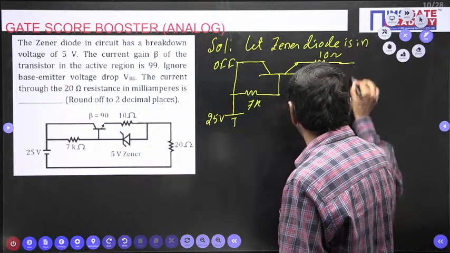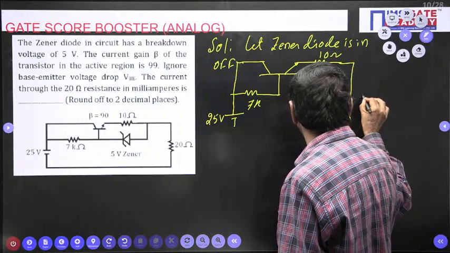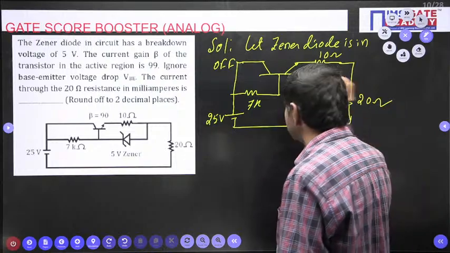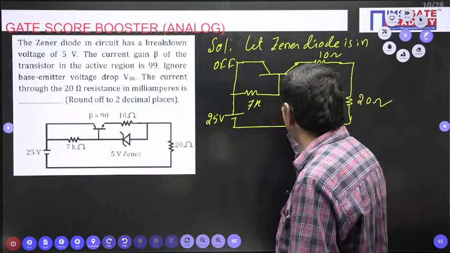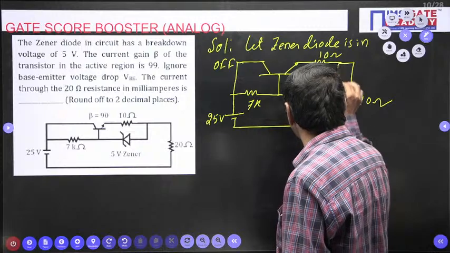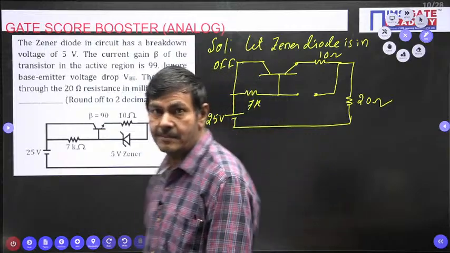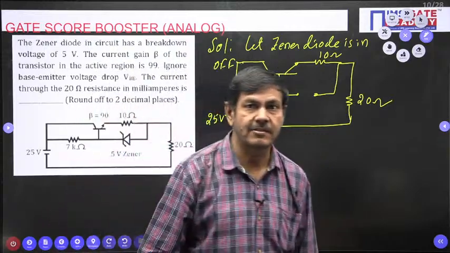Here is the 20 ohm resistor. This is a 20 ohm resistor. These are all connected in this way. Now the Zener is not in the on state, it is in the off state. We made an assumption. If it is on, very good.